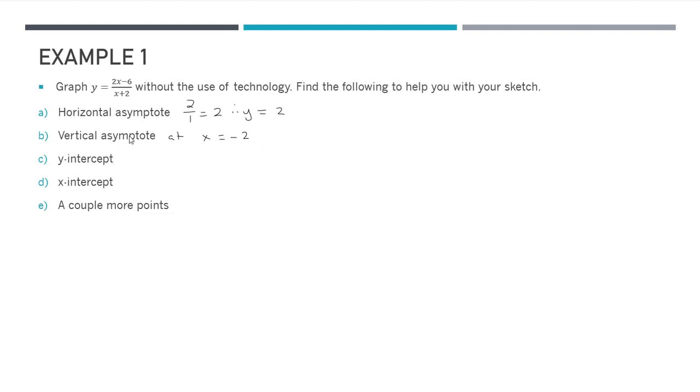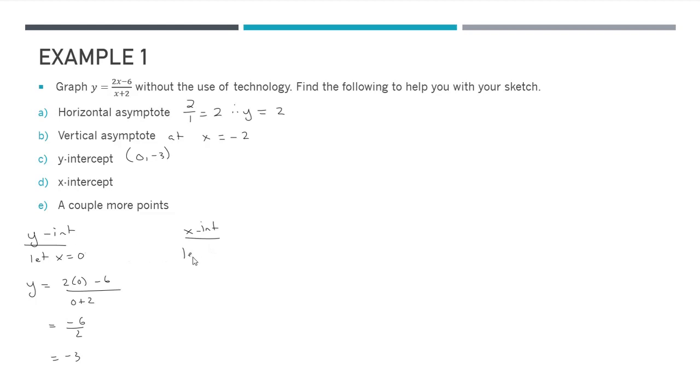Our y-intercept, okay, so we can spend a second doing that. So we're going to let x equal 0. So we go y equals (2 times 0 minus 6) all over (0 plus 2). So you get negative 6 over 2, which is equal to negative 3. So that means our y-intercept is at 0 comma negative 3.